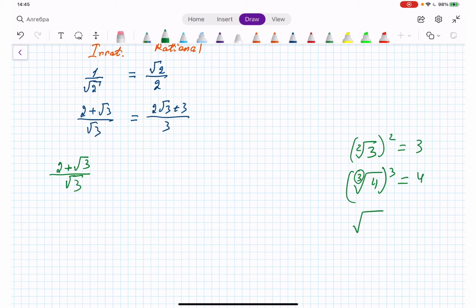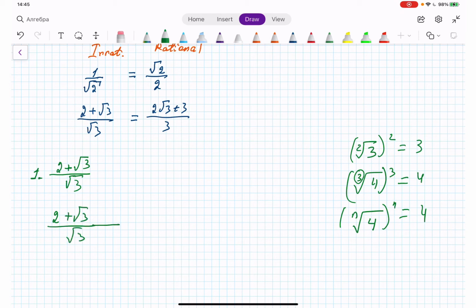Shortly saying, if I have a radical of degree n, then I have to raise to power n so I can get this 4 out. So let's work this out: 2 plus square root 3 over square root 3.